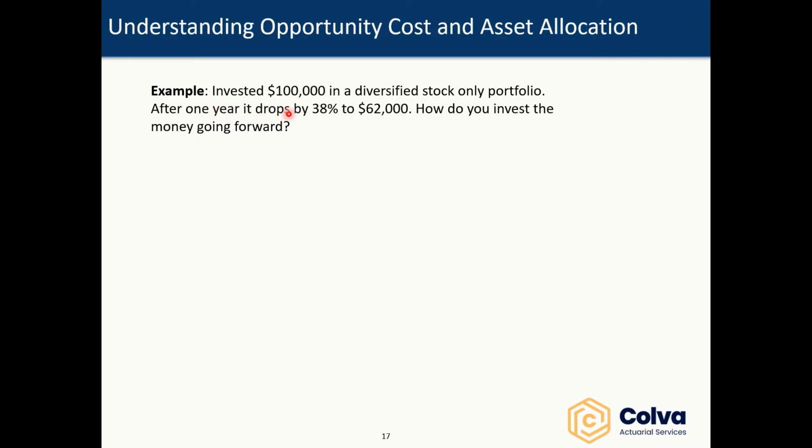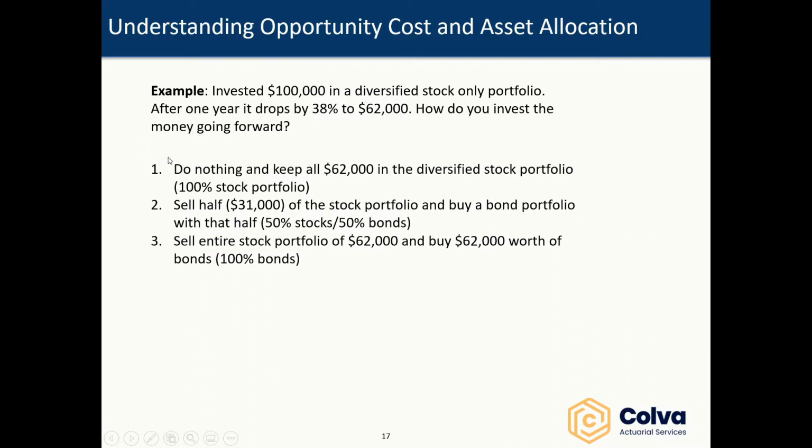After 1 year, it drops by 38% to $62,000, right? So you lost $38,000 here. Well, how do you invest the money going forward? So I'm going to give you 3 options, and I'm going to ask you to just think about it in your head before we go over the risk and return here.